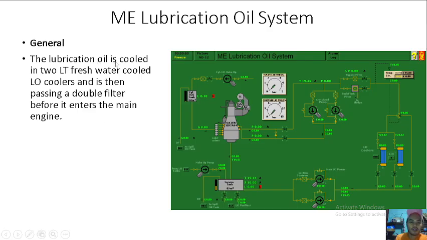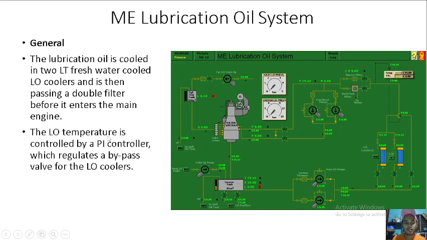Okay, the lubrication oil is cooled by low temperature fresh water cooled lube oil coolers and is then passing to a double filter, passing here to a double filter. We have the backflush filter as the main, and if there is a problem in the backflush filter for maintenance, we can use the bypass filter. The lube oil temperature is controlled by a PI controller which regulates a bypass valve for the lube oil cooler. So if it doesn't need cooling, it will go to bypass, and if it needs cooling, it will go to the cooler.